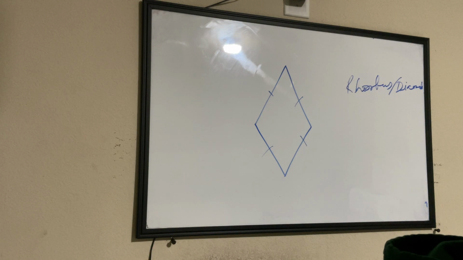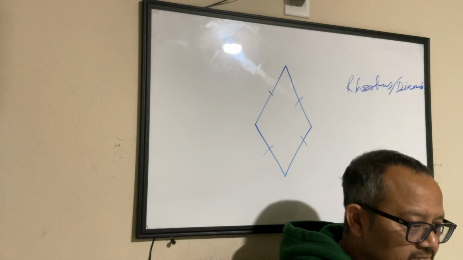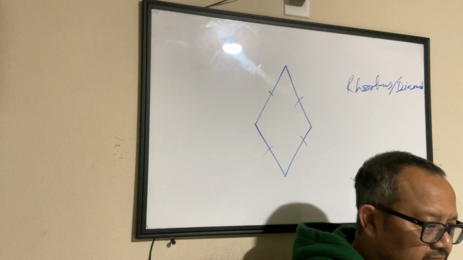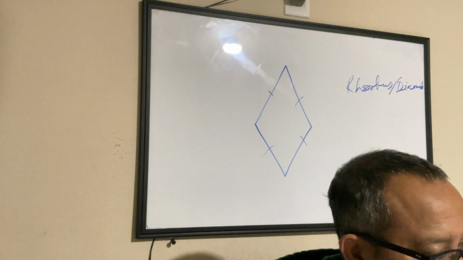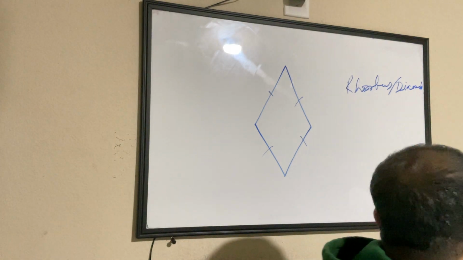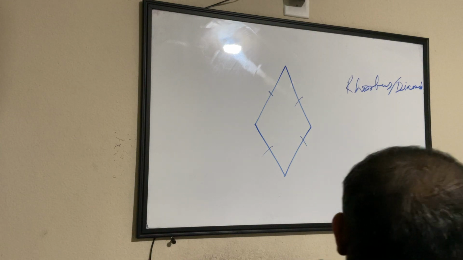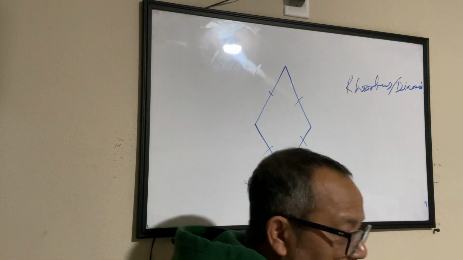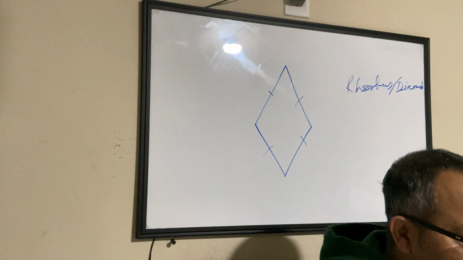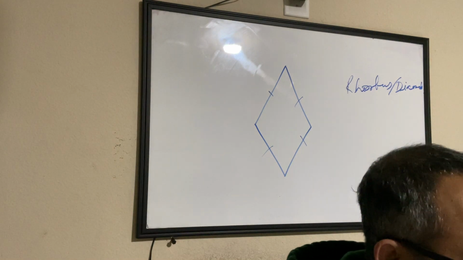Okay, let me go to Salmi. They have the same length and also they have 2 pairs of parallel lines. Yeah, lines will be parallel for sure. So the opposite sides are parallel and all sides are same. What else? Aditi, let's see what Aditi has to add.